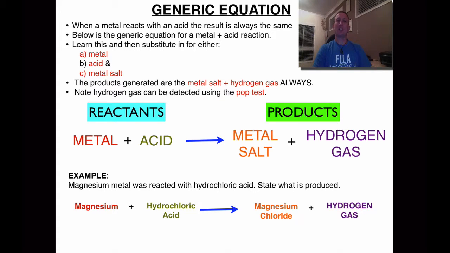Your job is to actually learn this reaction. You need to know it off by heart, and as a result, when you're given an example such as the one I've just shown you, you can then say, I've got metal and acid, this always produces the metal salt and hydrogen gas, and by knowing the various tests for the gases, you can work out exactly what gas is generated.